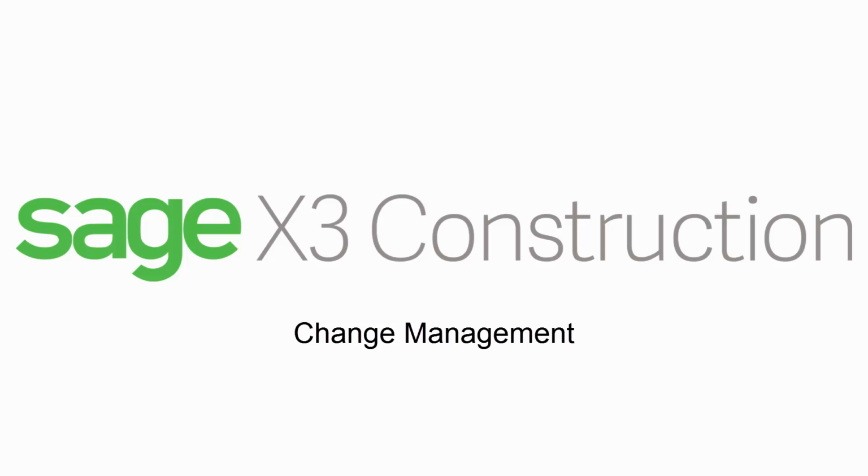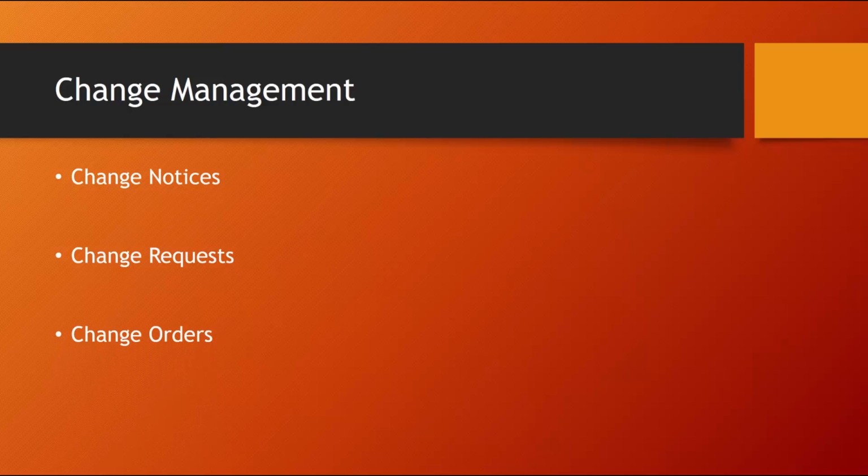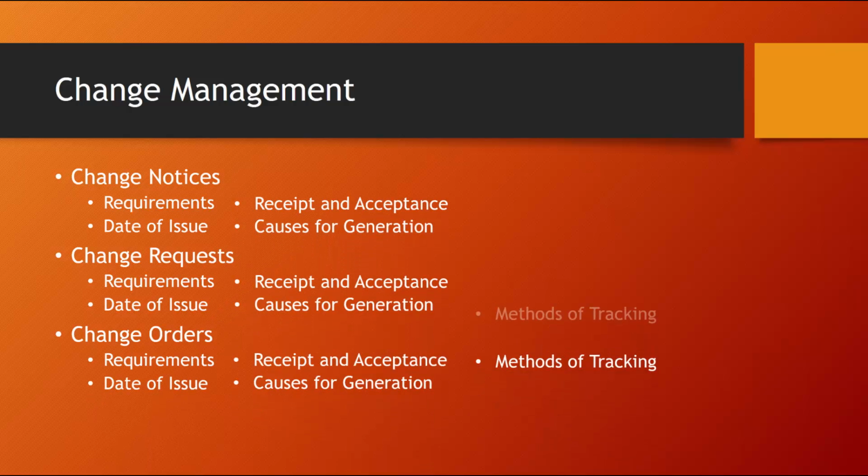This video provides an overview of change management in Sage X3 Construction. Sage X3 Construction supports a formalized change management system consisting of change notices, change requests, and change orders. Each of these has their own requirements, dates of issue, receipt and acceptance, causes for generation, and methods of tracking.